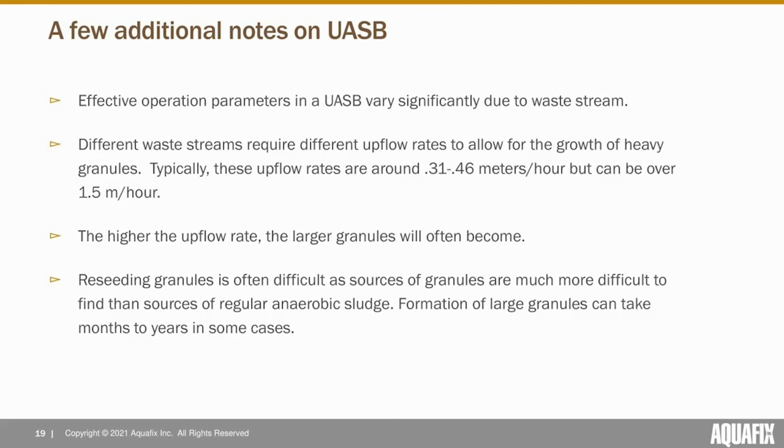All right, a few quick notes on UASBs. I have a number of questions come up over the years on what a good upflow rate is, and ultimately that is determined by your process. Typically, I see a lot of systems in the 0.31 to 0.46 meters per hour range, but they can be over 1.5 meters per hour, and it does vary widely. That is a good thing to play around with and consult with your engineer on site in order to figure out what the ideal upflow rate is. Because if you have a high upflow rate, you can form larger granules, or you can wash the granules out of your system.